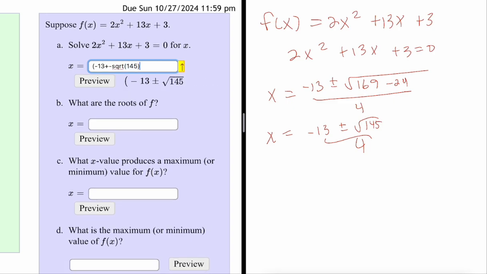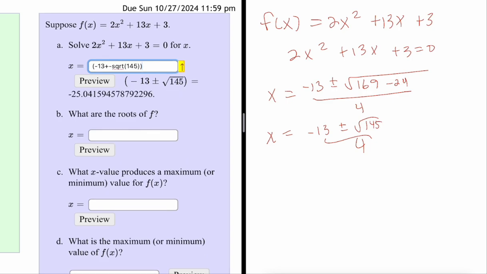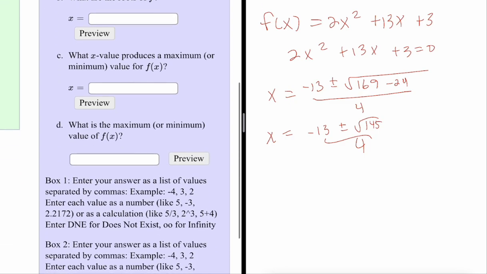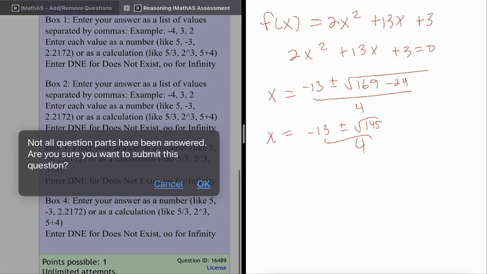I don't know if it's going to accept the plus or minus. So you see how I have the entire parentheses around the top. Then I hit divided by 4. And always check, is the preview what you wrote on the paper. Okay. So see how it only gave me one answer? I'm thinking it might not like it.